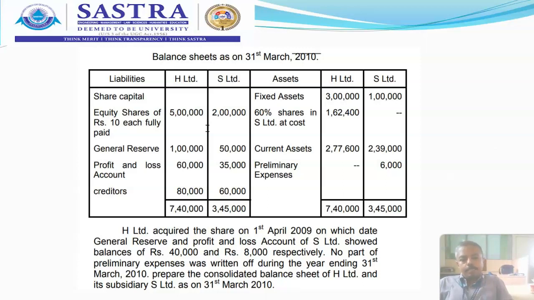Hence, the entire 6,000 of preliminary expenses has to be written off, or otherwise we can say the entire amount needs to be subtracted. So if we take general reserve 40,000, profit and loss account 8,000 minus preliminary expenses 6,000, we get the net result as 42,000. Now this 42,000 we can call the capital profit of the subsidiary company.